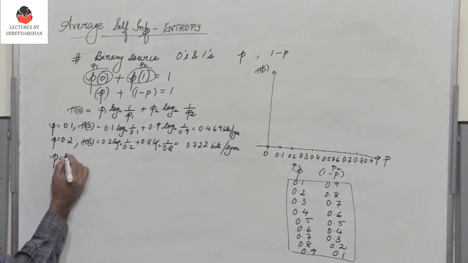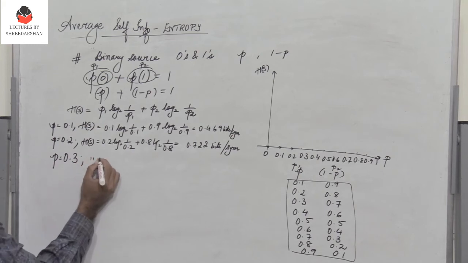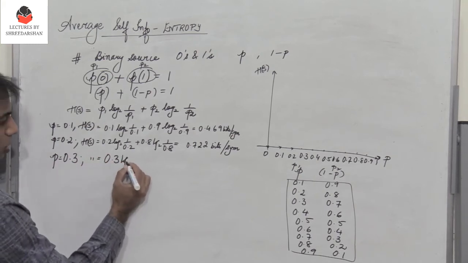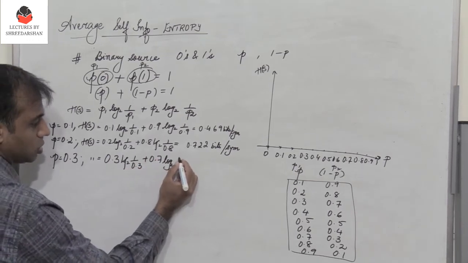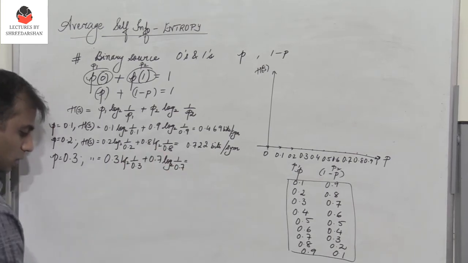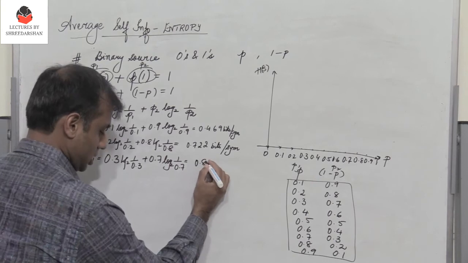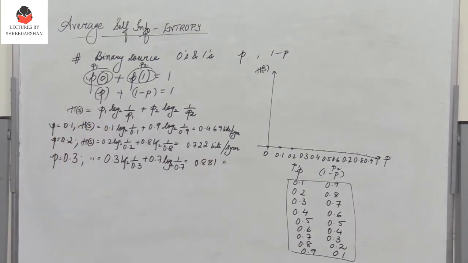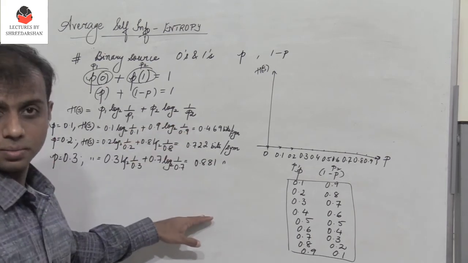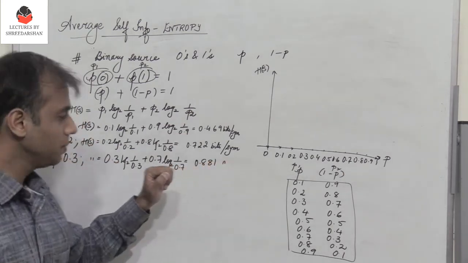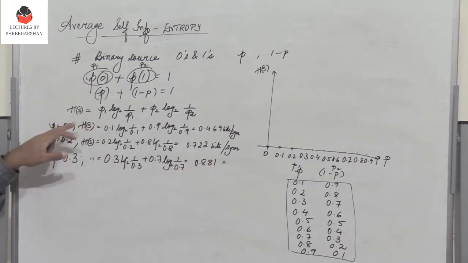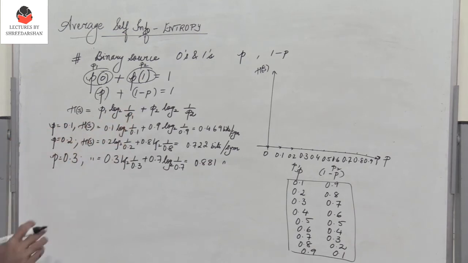Next, P equal to 0.3. So H of S is 0.3 log to base 2 1 by 0.3 plus 0.7 log to base 2 1 by 0.7. So I get the value as 0.881 bits per symbol. So note that the entropy is increasing. As P1 is increasing, P is nothing but P1 here. So P1 is P, P2 is 1 minus P. So you find that the entropy is increasing.